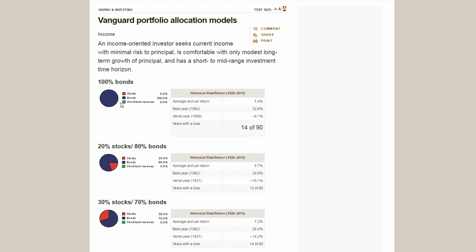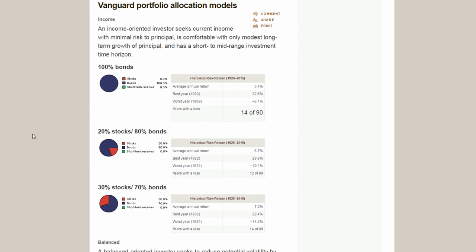In fact, I'd be even better with years with a loss with 20% stocks and 80% bonds. So if you're an income investor looking at this, you might say, hey, I might want to add some safe dividend stocks. They'll pay me regular income. I need the income, but maybe I'll get a little growth. And actually it helps reduce my risk as well. So this is the income category.